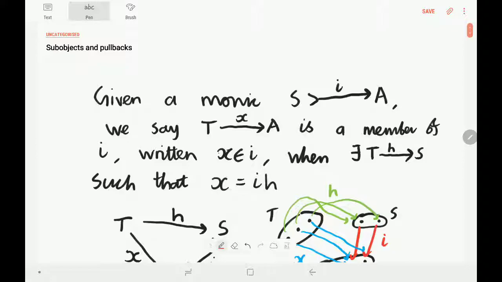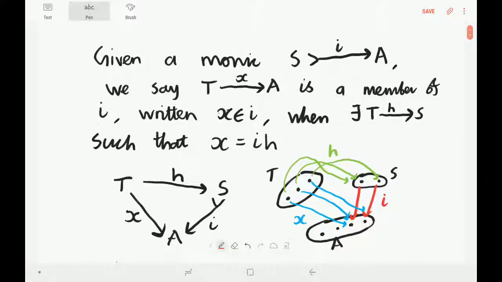Okay, so now we're going to be going through chapter 4 of Colin McLarty's Elementary Categories, Elementary Toposes. This is all about, or mostly about, subobjects and pullbacks. A monic from S to A, a monic I, is also called a subobject of A or a part of A. And basically it represents, well, a part of A, okay?